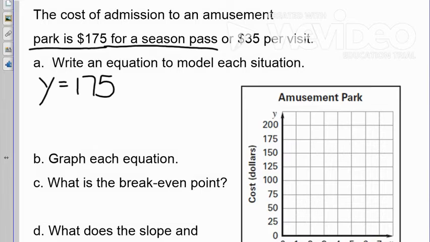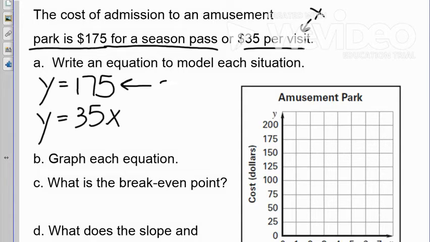Now, the other one, there is a variable that's factored in here. We have to figure out, okay, well, if I want to pay per visit, that means I don't know how many visits, so I have to use a second variable. So this is going to be y equals, and since it's $35 per visit, we're going to say that per visit, this is going to represent x, okay? So if it's $35 per visit, we're going to say it's 35x. And since if you don't go, that's obviously not going to get charged, then we're just going to say this is y equals 35x. So that's where those two equations come from. Okay? So this is for the season pass.